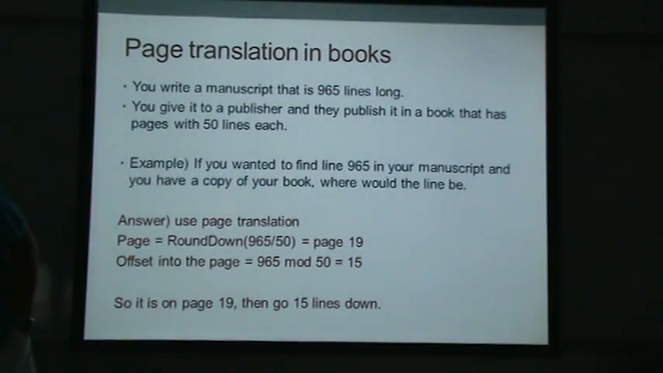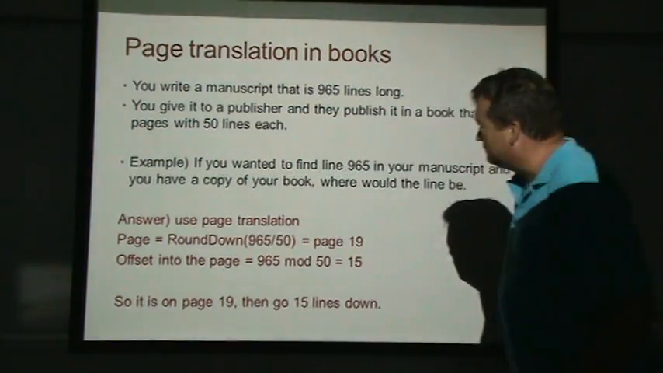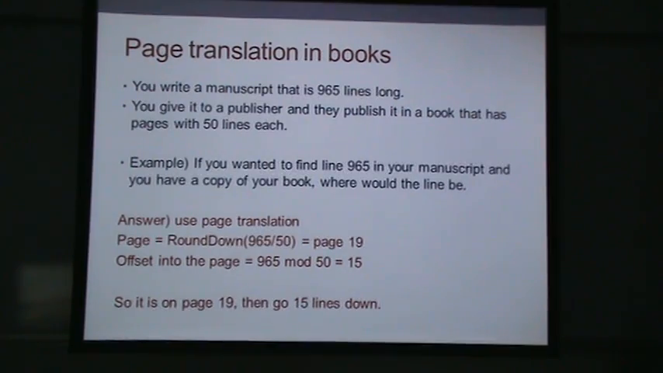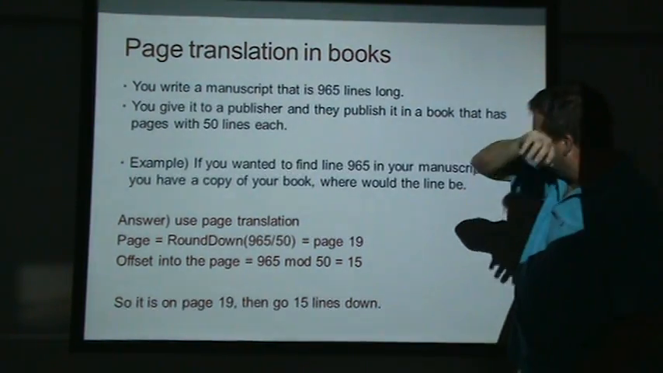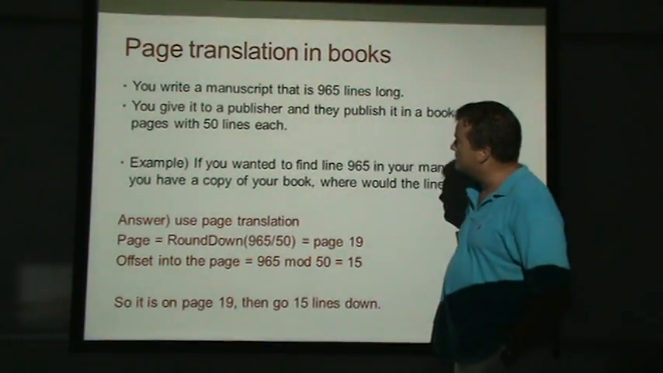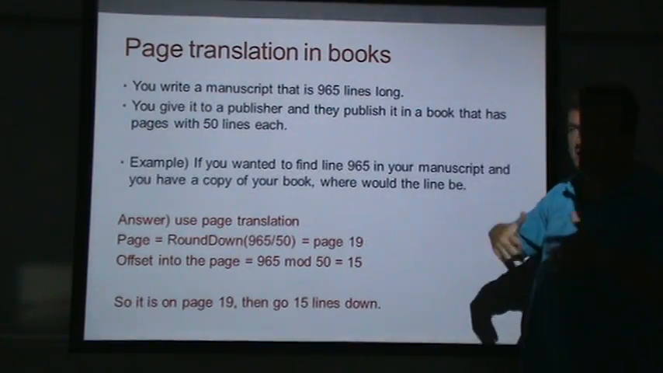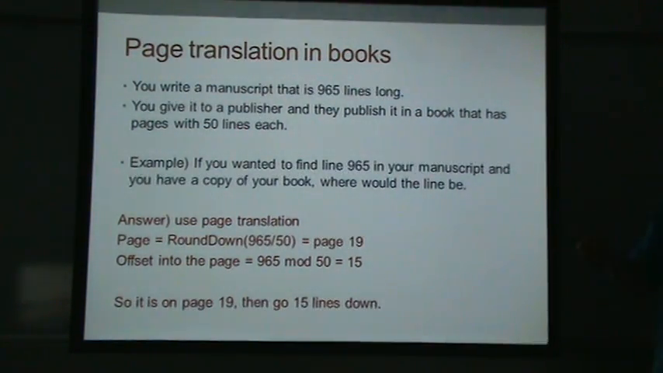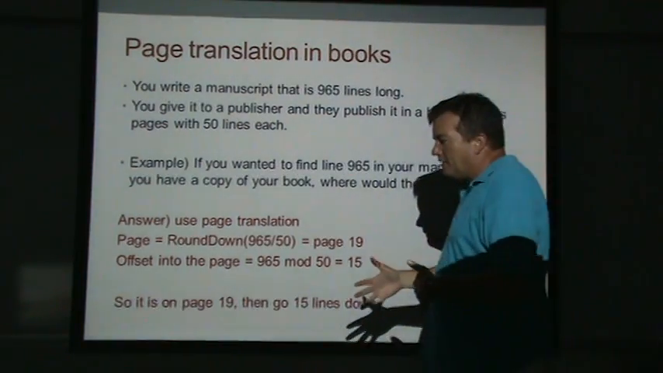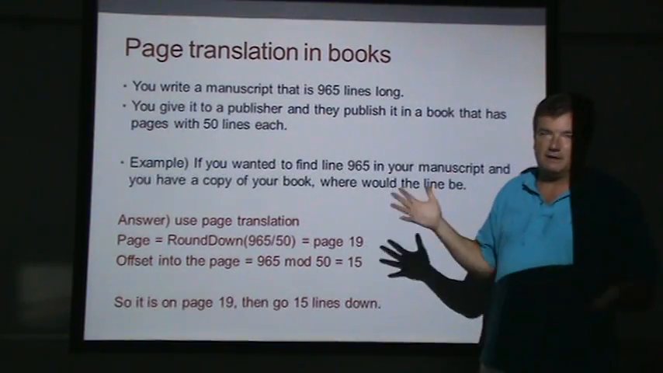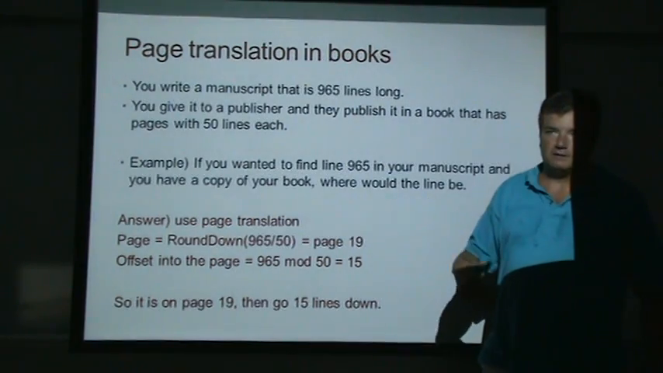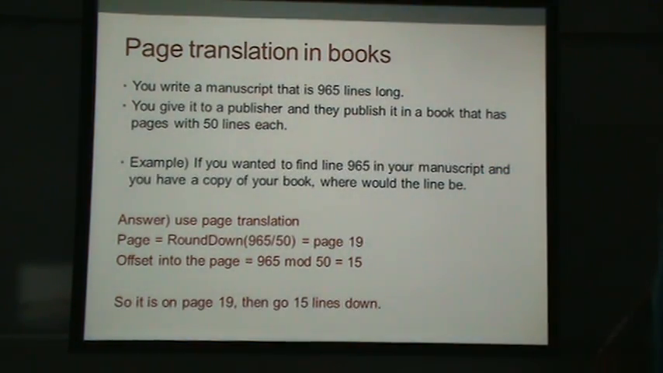Let's say, for example, you wrote a manuscript for a book that you would like to get published, and the manuscript is 965 lines long. So you send that to a publisher. The publisher wants to turn it into a book, and the publisher makes a decision, completely independent of you, that the pages of the book will have 50 lines each. They could decide 40 lines, 60 lines, it's up to them. But because they're the ones handling your book, they decided the pages have 50 lines each.